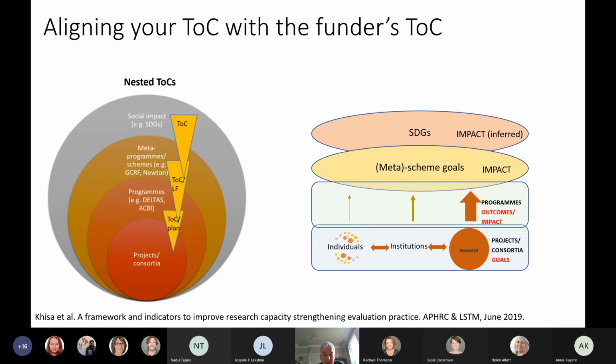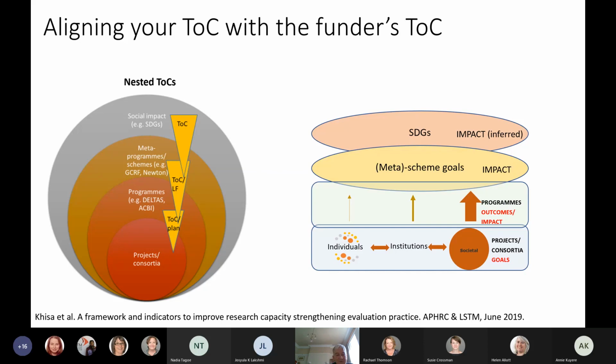And then below that, you've got the funders' programs, and they're trying to collect together all the information about the outcomes and impact from all their programs and fit them into their big theory of change. And then underneath that, you've got the projects and the consortia, and you've got the individuals, the institutions, and then what I've called societal, but that's things like research collaborations, research networks, dealing with national research systems and policymakers and stakeholders. So it's anything above the institution. So the funders have to think about all of those things when they're designing a scheme level theory of change.